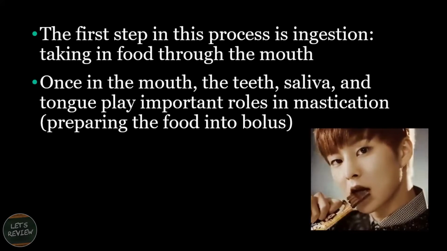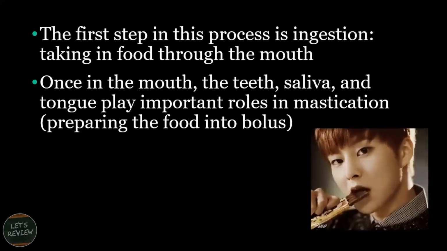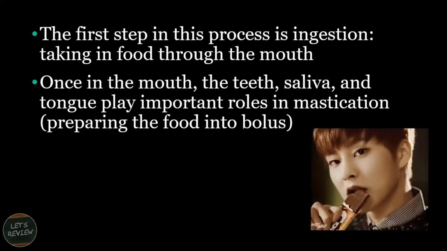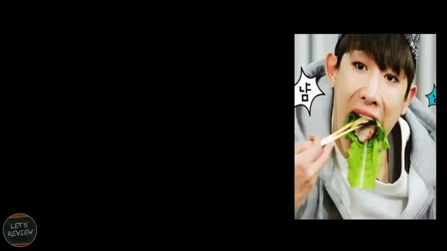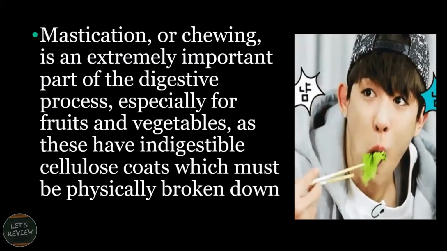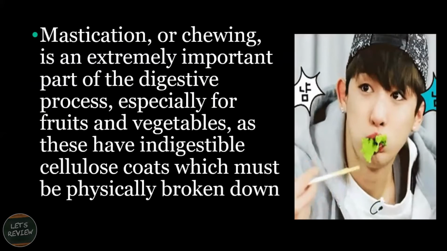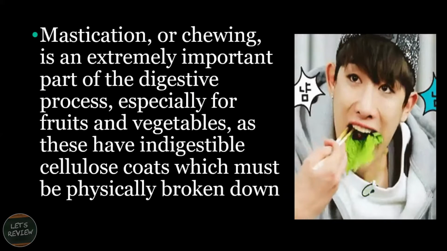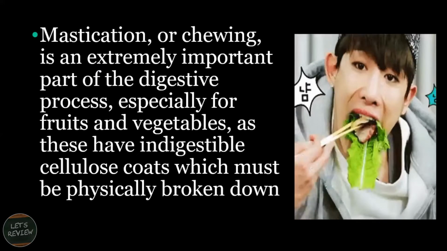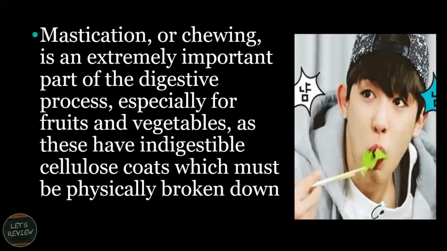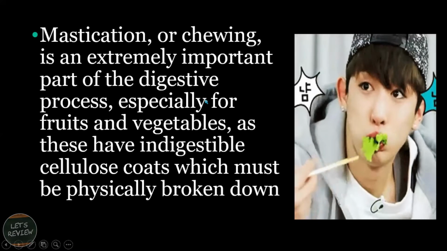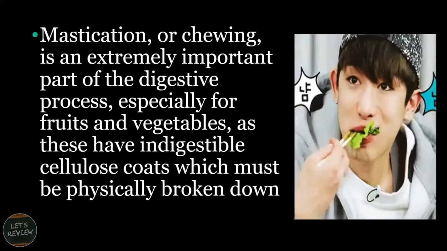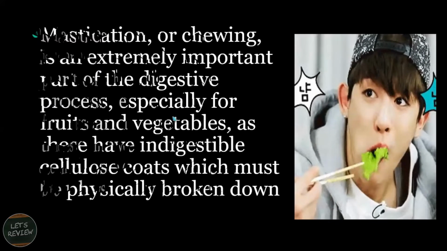Once it is in the mouth, observe that the teeth, the saliva, and the tongue play important roles in the mastication of the food, preparing it to turn into a bolus before you swallow it. Mastication or chewing is an extremely important part of the digestive process, especially for fruits and vegetables. You have to chew them, as these have an indigestible cellulose coat, which must be physically broken down. So you really have to chew it thoroughly.